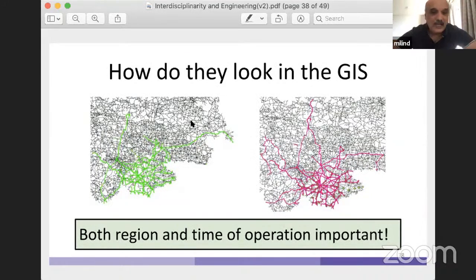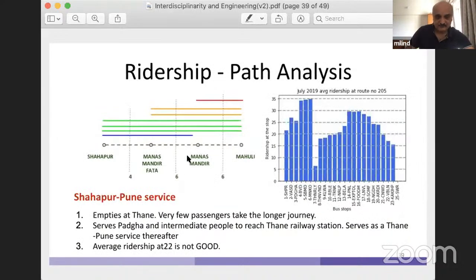Once you have the profitability, you can map it and show these are your A routes, these are your C routes. Of course, the region is also important: what regions are the A routes going to, and what are the times of operation. But the GIS allows you a good view of exactly where your problem areas are. So let me now look at the last technical topic.